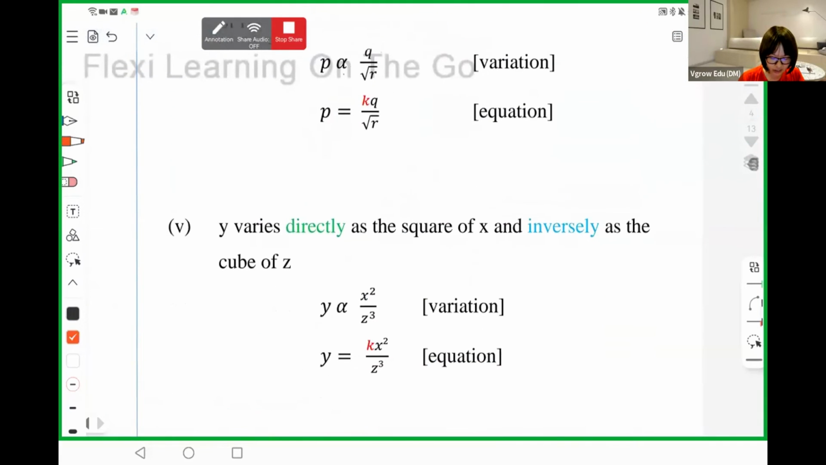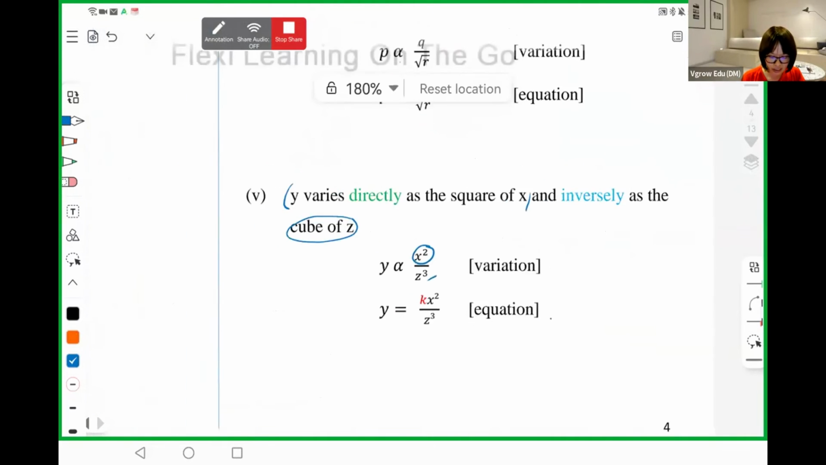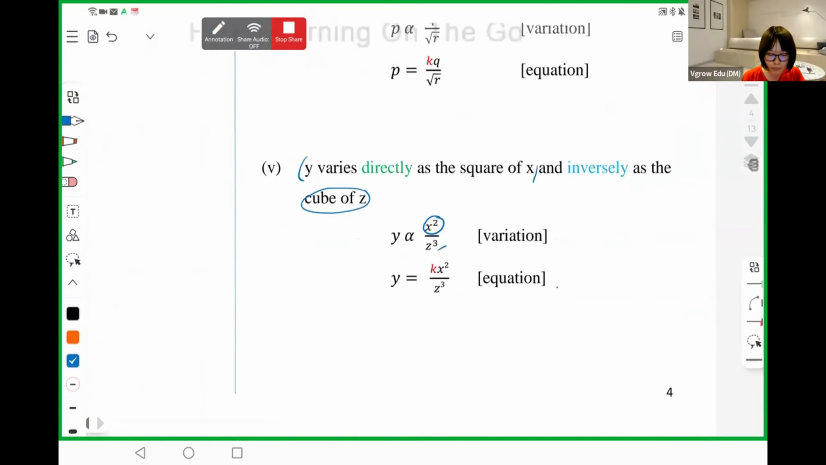Okay, so the last one, we just see the answer together. So y varies directly as the square of x, and inversely as the cube of z. So variation form, change to equation form. Okay, and we have completed chapter 1.